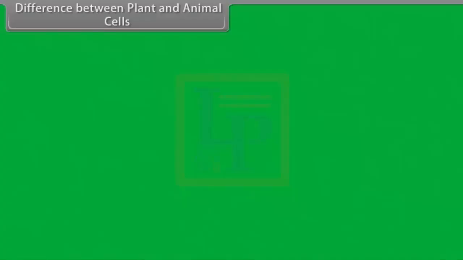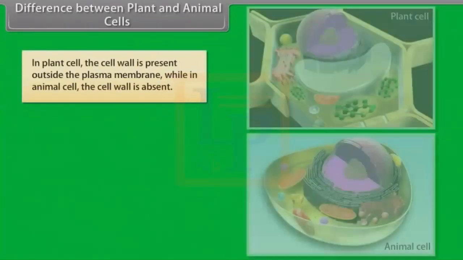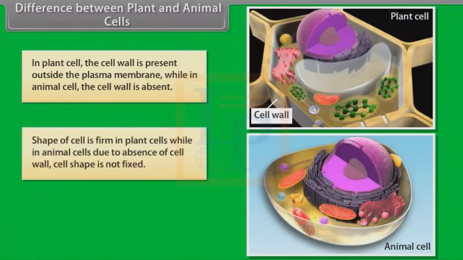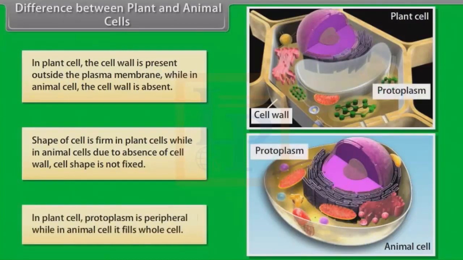Difference between plant and animal cells. In plant cell, the cell wall is present outside the plasma membrane, while in animal cell, the cell wall is absent. Shape of cell is firm in plant cells, while in animal cells, due to absence of cell wall, cell shape is not fixed. In plant cell, protoplasm is peripheral, while in animal cell, it fills whole cell.